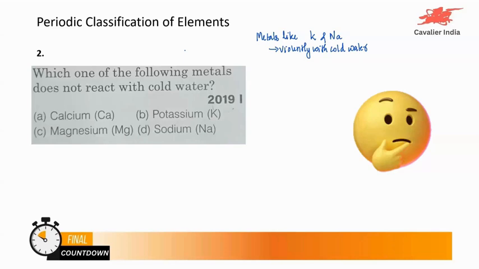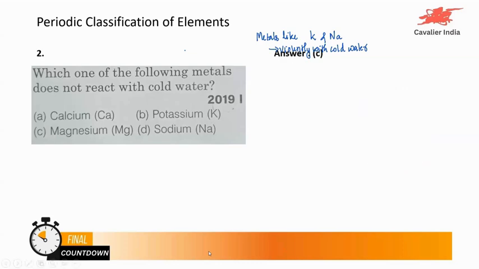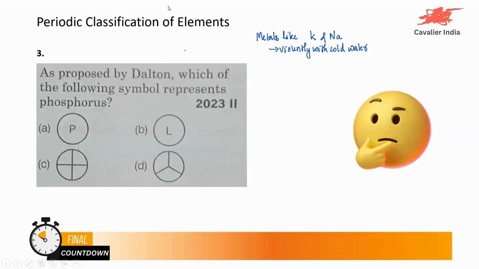So what will be the correct option for this particular question? Which answer are you going to opt for? Which one of the following metals does not react with cold water? Okay, C, magnesium. You're right. Answer C, magnesium, is the right option. Magnesium does not react with cold water.